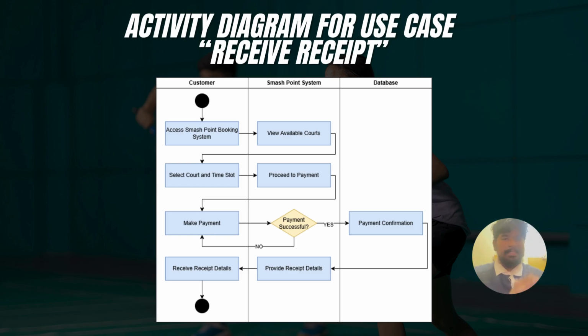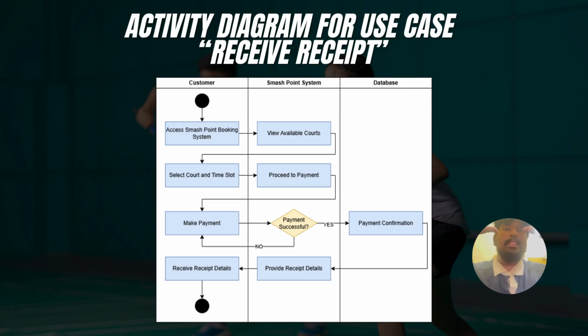So first they access the system, and then from there they can view all the available cards that are in the system, and then it goes back to the customer to select a card and time slot. If that card and time slot is available, it will proceed to payment, and then it will go back to the customer to make payment.